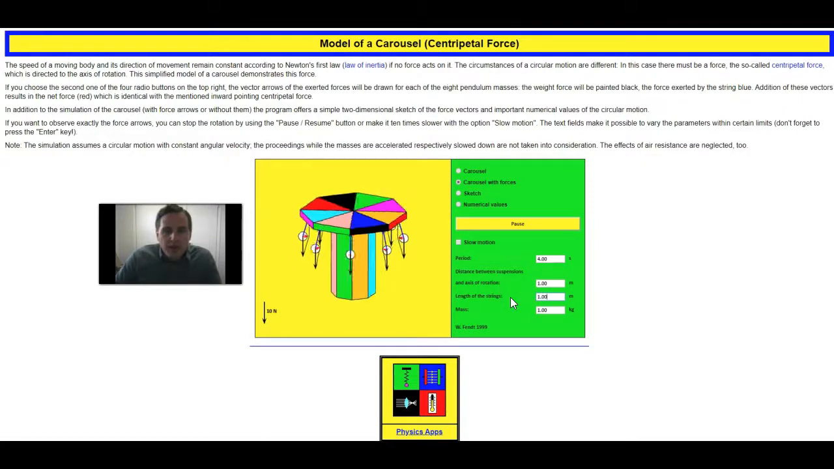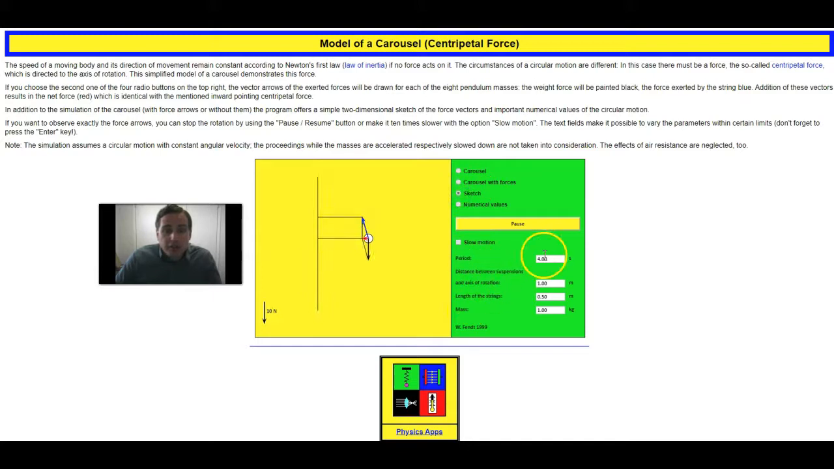There's 1 meter length of string, and then let's change that again back to 0.5. You see that it is different. Now the weight certainly has not changed because the mass is still the same. Let's look at the sketch. So indeed it looks like it is a little smaller centripetal force. Remember, the centripetal force is the net force. That's the radial component of the tension force here.